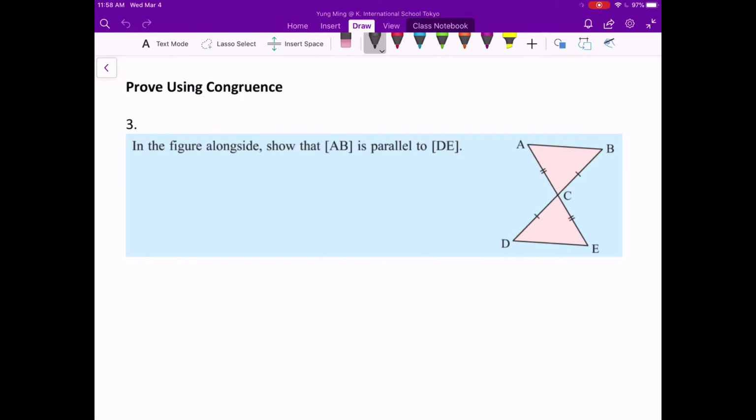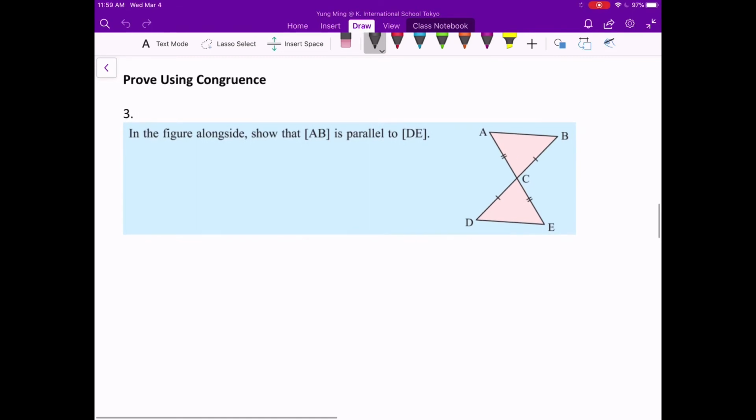Now, moving on to the next question over here. Guys, now we are looking at the problem in a little bit different way, because we are not proving the congruence of triangles. We are using the fact that triangles are congruent, and then we're going to prove something that we don't know. For example, we don't know in this case.